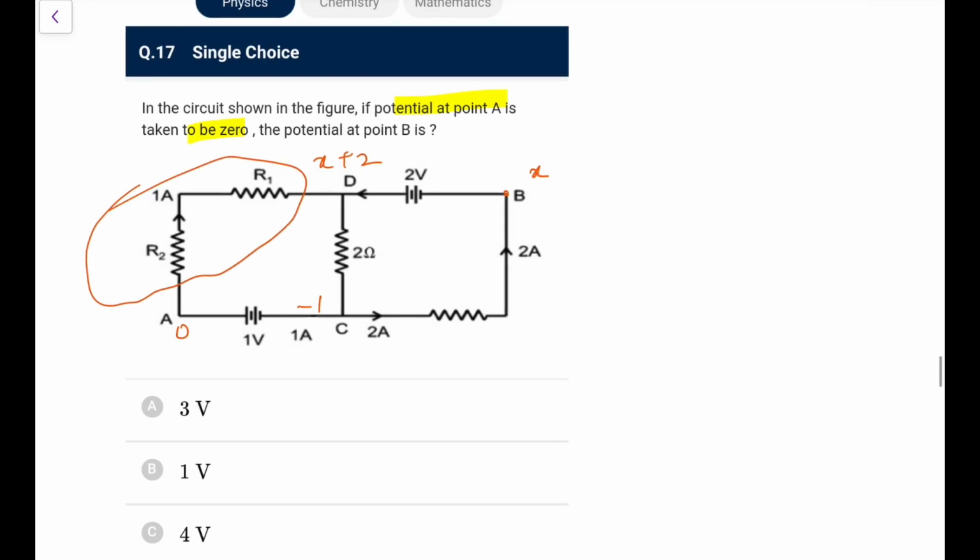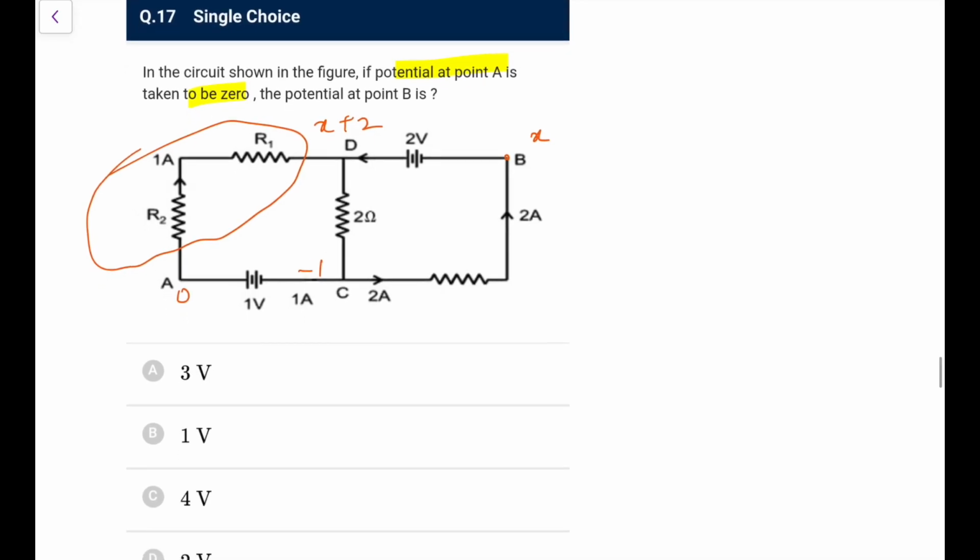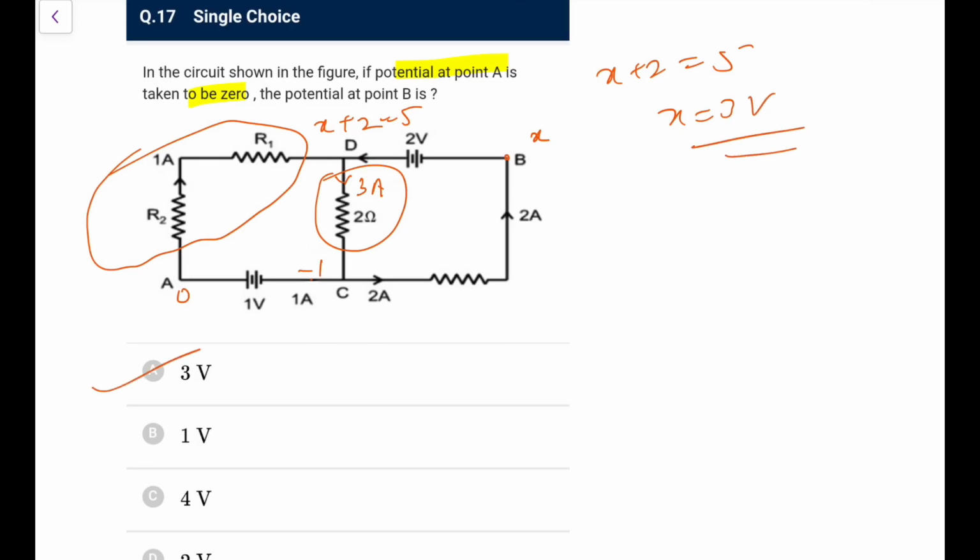Now how to find the potential at point B? This current is 2 ampere, this 1 ampere is coming, 2 ampere coming, so this is 3 ampere. So 3 twos are 6, there is a drop of 6. A drop of 6, if it is minus, means this is equal to 5. So x plus 2 is 5, so x is equal to 3 volts. You can directly go just by observation and current division.